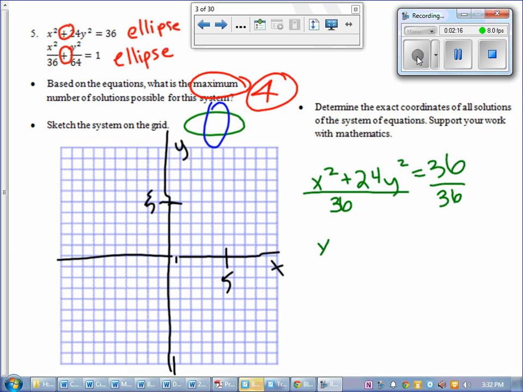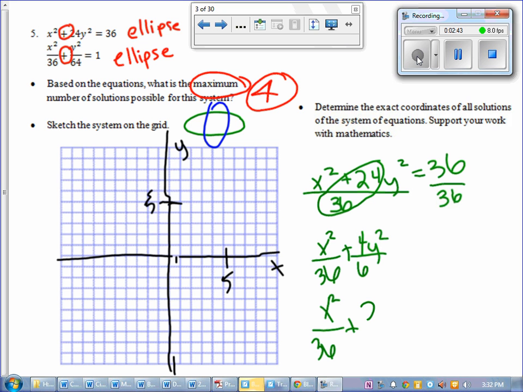And that's going to give us x squared over 36 plus, and I'm going to find the GCF. The GCF of 24 and 36 is 6. So when I factor that out, I have 4 over 6 y squared. Oh, wait a second. 4 and 6 also have a GCF. So I can factor another 2 out. So I actually have x squared over 36 plus 2/3 y squared equals 1.